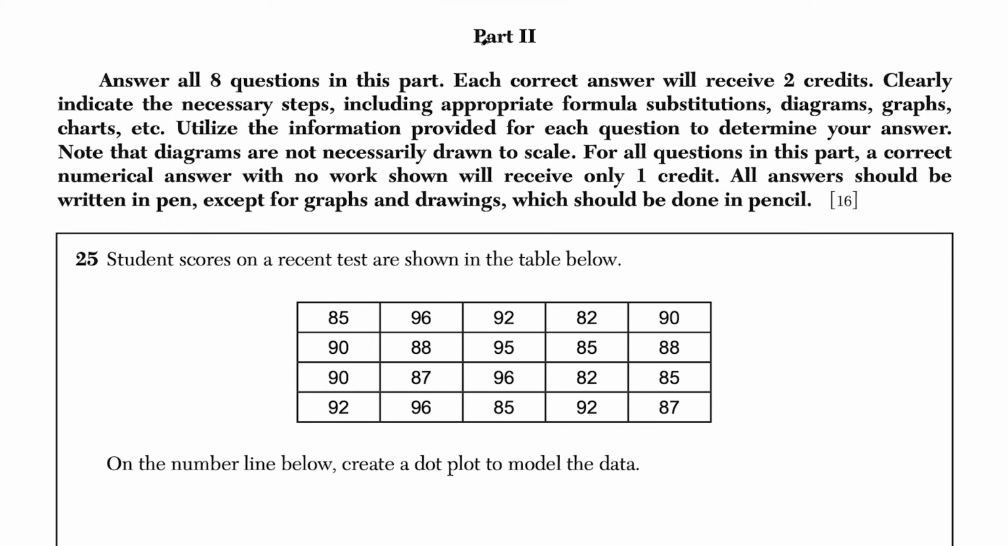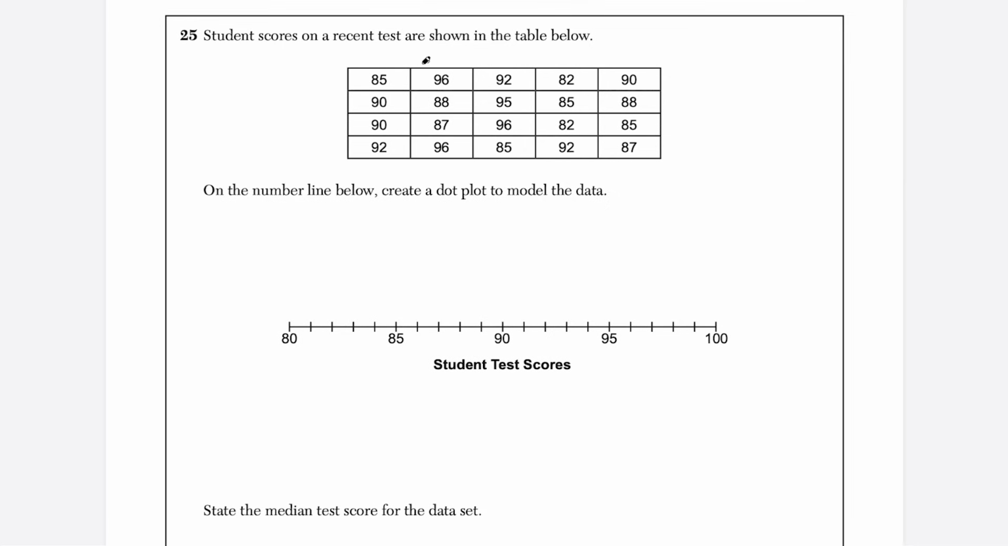So first up here, we have the part 2 questions, and every question here is worth 2 credits. Question 25, we have student scores on a recent test shown in this table over here, and then on the number line, we want to create a dot plot to model the data.